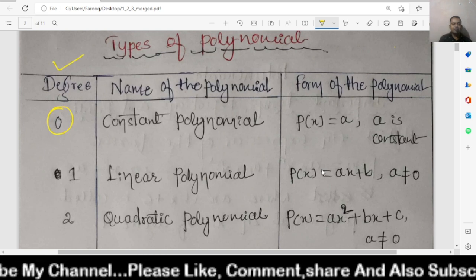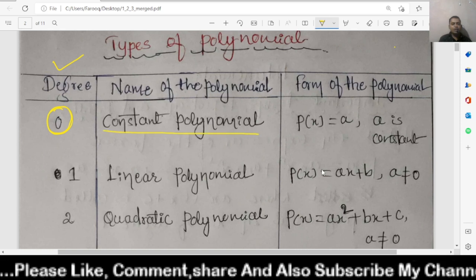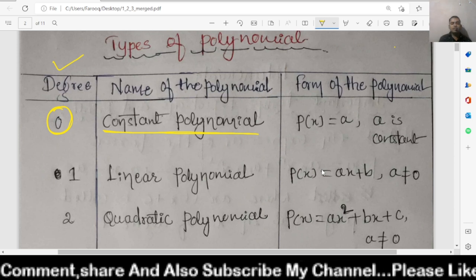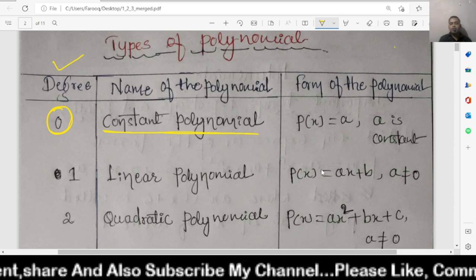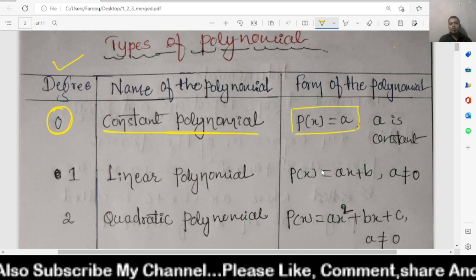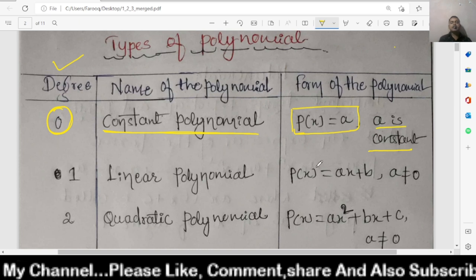If the degree of the polynomial is 0, then that polynomial is called a constant polynomial. The form of the polynomial is p of x is equal to a, where a is a constant. Yes.